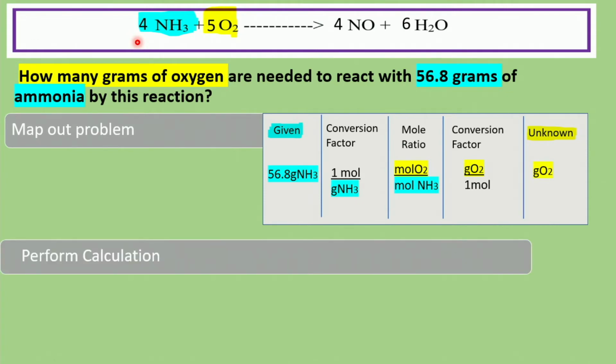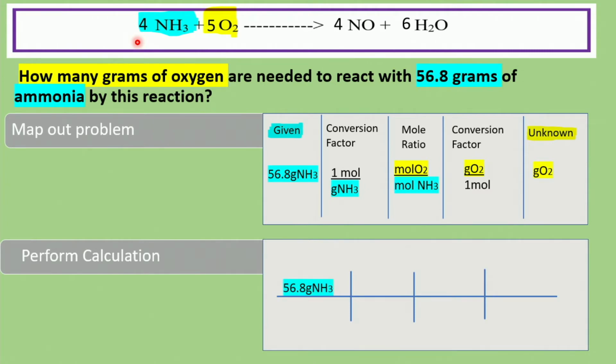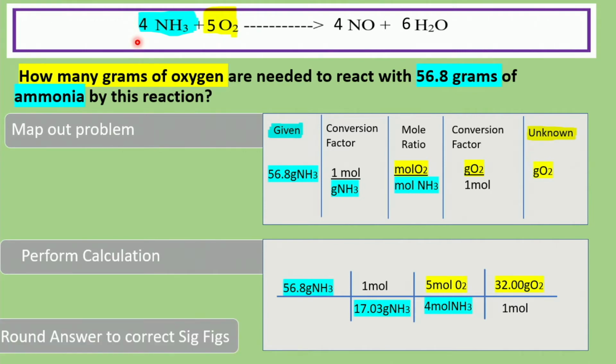So performing the calculation, what will go into your calculator is your 56.8 grams of your ammonia. Divide that by 17.03 grams of NH3. Our mole ratio is 5/4. And then we'll multiply by 32.00 grams of O2. So you can pause the video and run these numbers through your calculator. And we'll make sure that our final answer has 3 significant figures in it. So that will be 133 grams of oxygen.